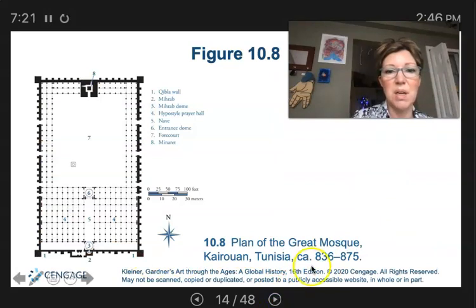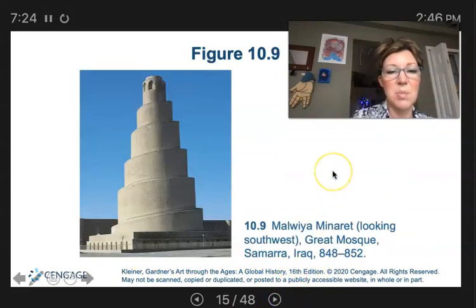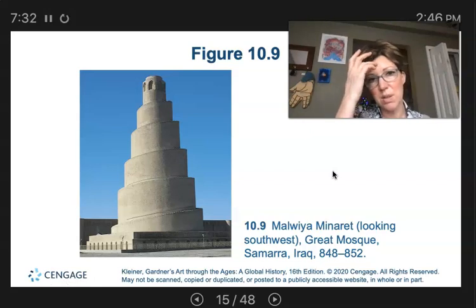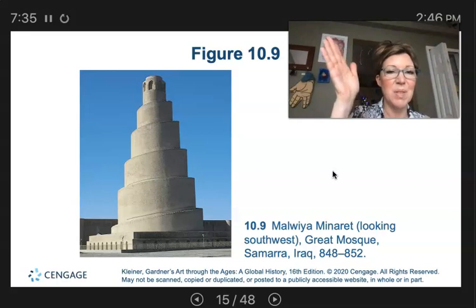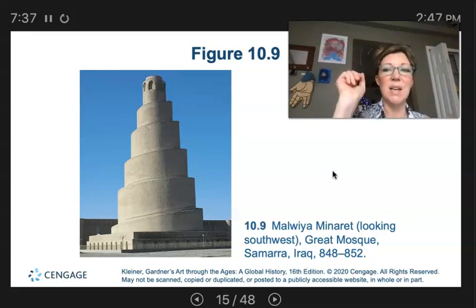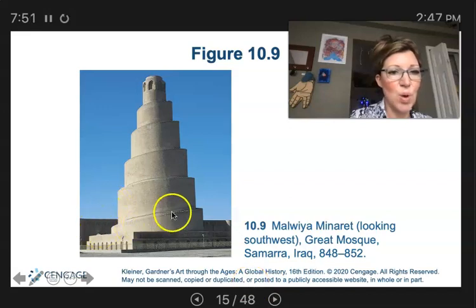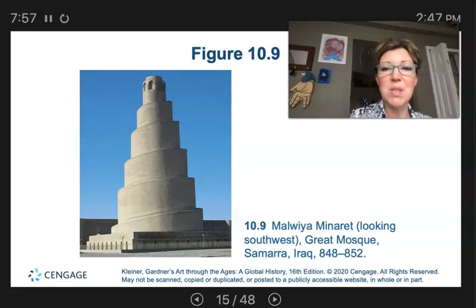Okay, here's the plan for the mosque. And this is the Malwiya minaret. Minarets were usually used for calling everyone to prayer: someone would run up to the top of the minaret and call everyone to prayer at certain times of day. The height, though, of this one, the Malwiya minaret in Samarra, was too tall to be climbed to call the Muslims to prayer. That was just way too far to go, especially going round and round. So it was used to announce the presence of Islam in the Tigris Valley.